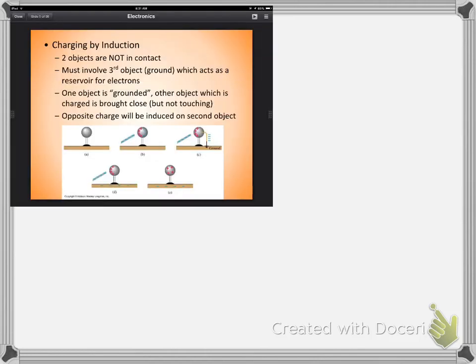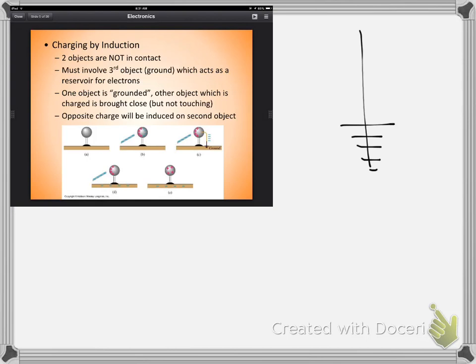All right, so the other way that we can charge something is by induction. When we induce a charge, we don't have the two objects in contact. Have you heard the term ground? Yes. Okay. In schematics, and we're going to do schematics later, ground is symbolized by that symbol. What that is, is a pathway to ground, and that's the symbol that we use to represent a ground in an electronic circuit. We call it a ground because it's most literally the earth itself.